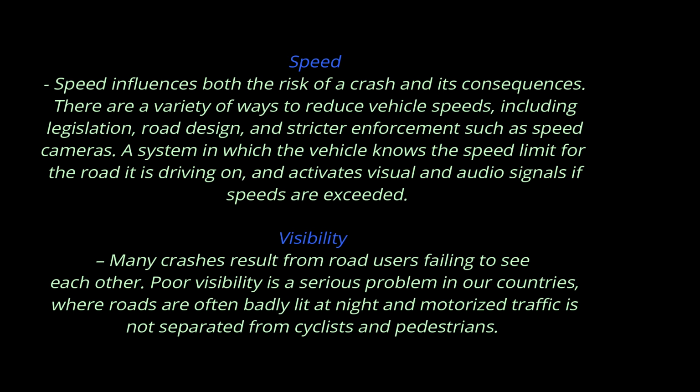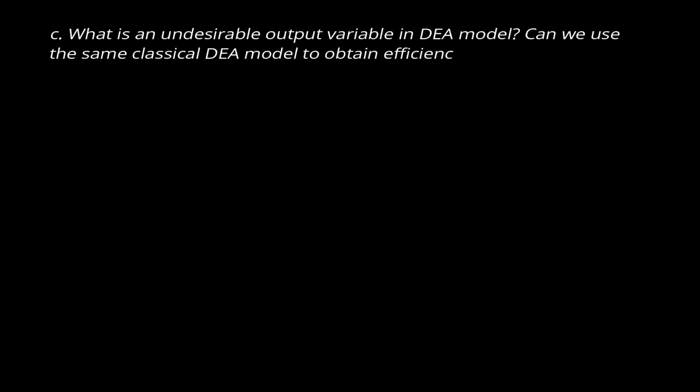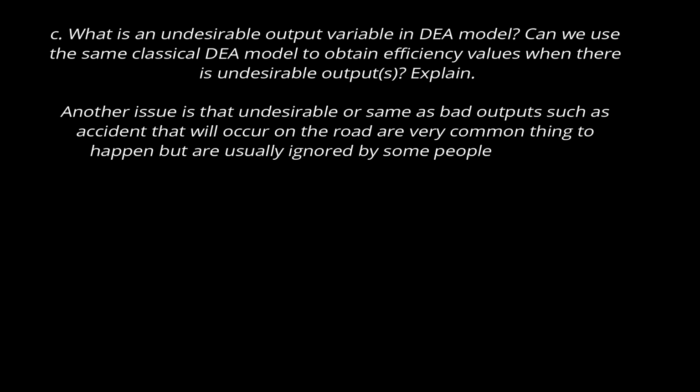Fourth, visibility. Many crashes result from road users failing to see each other. Poor visibility is a serious problem in our countries, where roads are often badly lit at night and motorized traffic is not separate from cyclists and pedestrians, but they are usually ignored by some people.